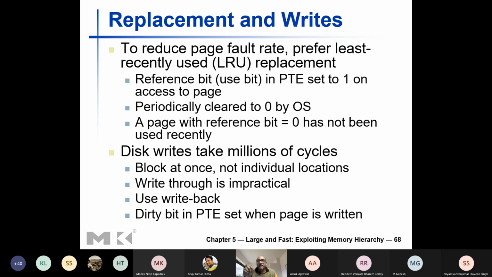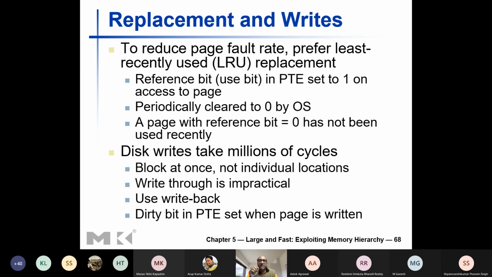Suppose during execution something is written into a particular address, and nothing but in a particular page, for example. It means that that particular page is modified, or the contents of the page are modified compared to its original version, which is in the disk. So if the page is modified, that will be indicated by another bit known as the dirty bit. When the bit is set, it means that the page has been modified.